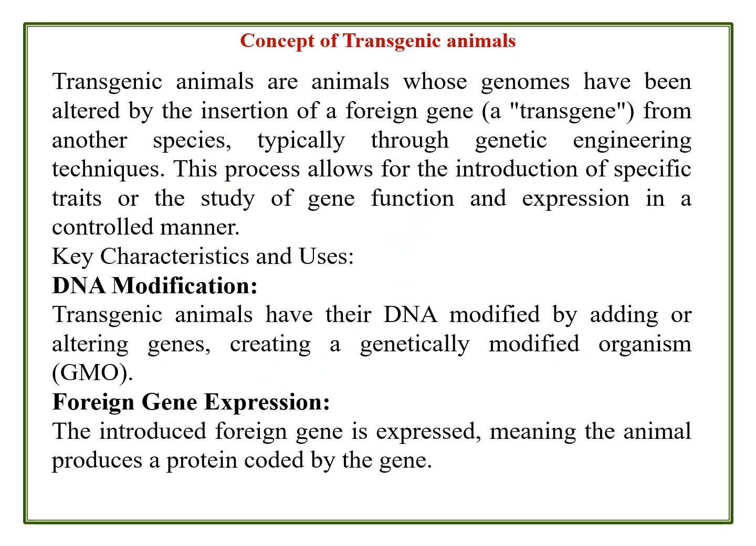Next topic in the chapter: the concept of transgenic animals. Transgenic animals are animals whose genomes have been altered by insertion of a foreign gene, that is a transgene, from another species, typically through genetic engineering techniques. That gene can be introduced into one animal or one organism. This process allows for the introduction of specific traits or the study of gene function and expression in a controlled manner. So DNA modification and foreign gene expression are the key characteristics.